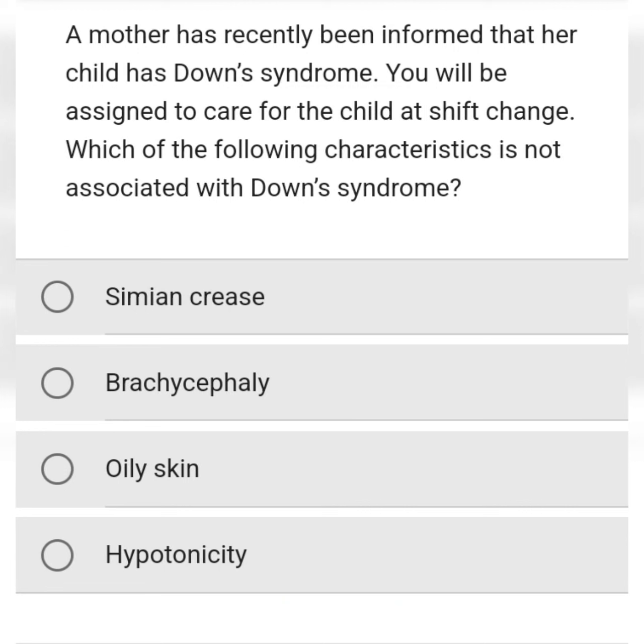A mother has recently been informed that her child has Down syndrome. You will be assigned to care for a child at shift change. Which of the following characteristics is not associated with Down syndrome? Oily skin.